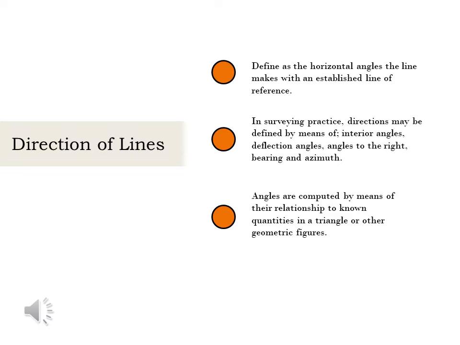Direction of lines is defined as the horizontal angles the line makes with an established line of reference. In surveying practice, direction may be defined by means of interior angles, deflection angles, angles to the right, bearing, and azimuth. Angles are computed by means of the relationship to known quantities in a triangle or other geometric figures.